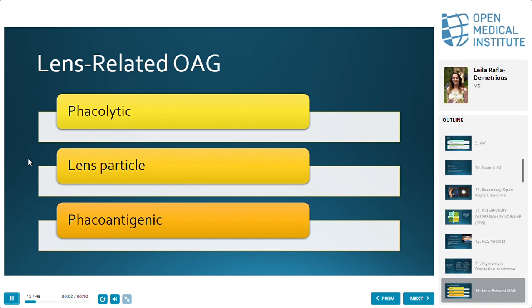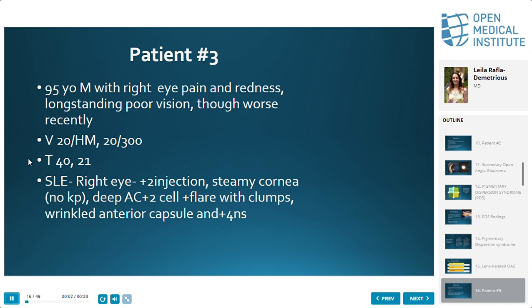So let's now turn to lens-related secondary glaucomas, and these include phacolytic, lens particle, and phacoantigenic. Our next patient is an elderly man who comes in complaining of pain, and he has dramatic redness in his right eye. He has poor vision in both eyes, but it's been worse recently. His vision is very poor in the right eye, hand motions, and 20/300 in the left. He has a very high pressure in the right eye as opposed to the left.